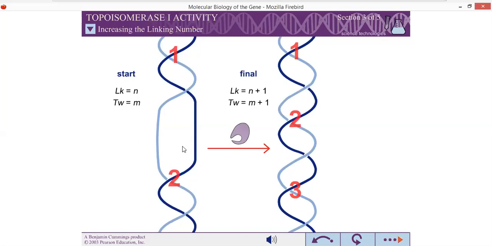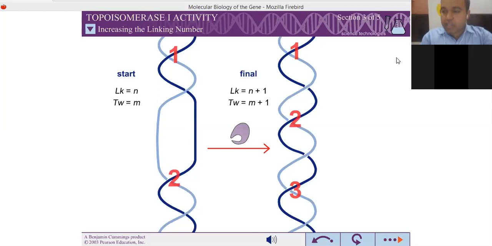Now, for type 1 topoisomerase, there might be other students who are thinking, sir, this type 1 topoisomerase does not require ATP. Why so? Sir, why doesn't type 1 topoisomerase require ATP? For that, you just look at my video. Now I am turning on the video. That is how I will be answering you. Now, please look at the video here.